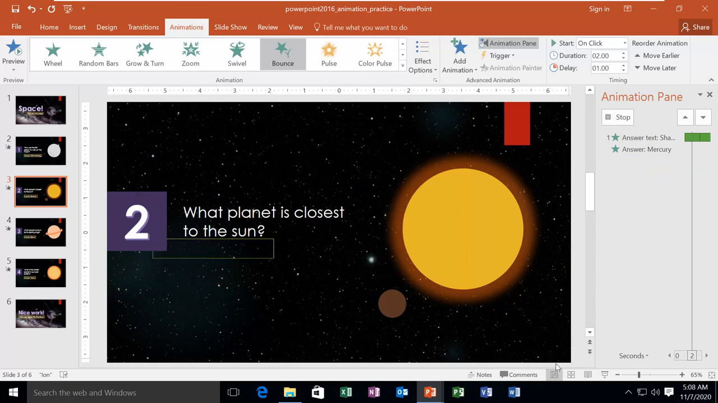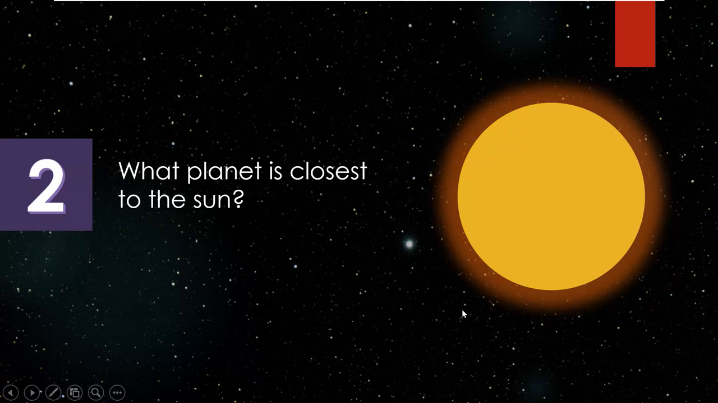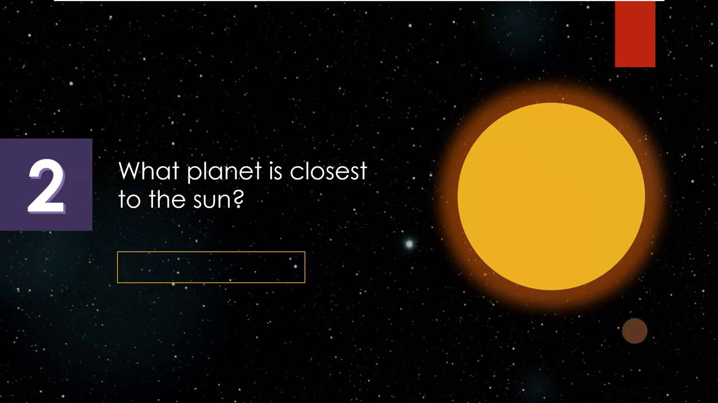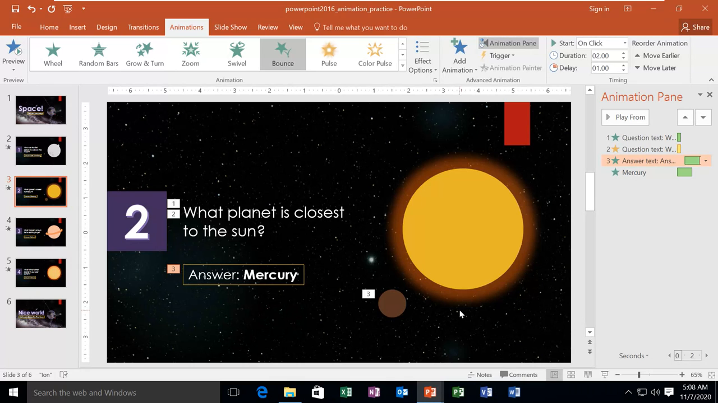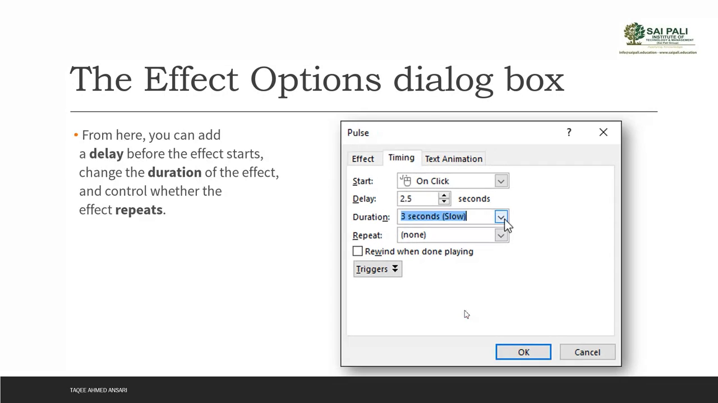Now if I run my presentation, the question flashes, now the answer comes 2 times, then the words come by letters and 2 times. So these are the advanced options for the other animations.